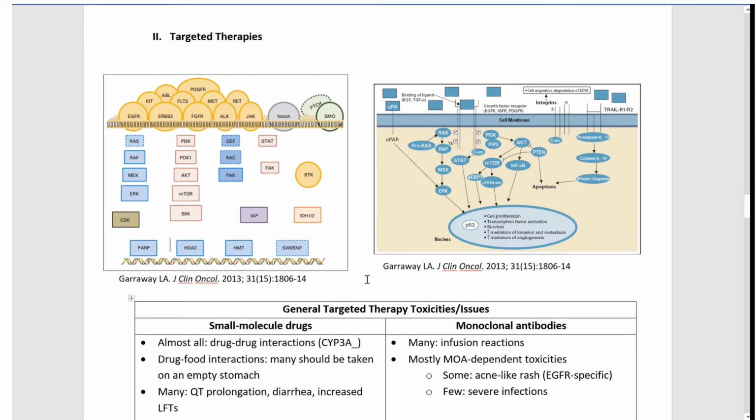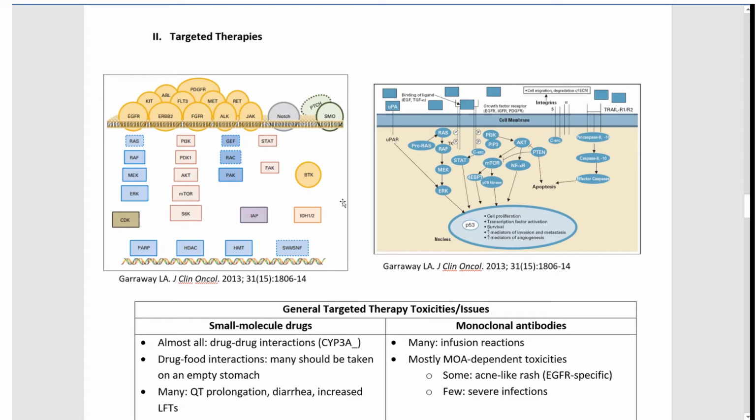You also have small molecule drugs that are specifically targeted against these different proteins intracellularly, like for RAS or RAF or MEK. We have mTOR inhibitors or AKT, PTEN, PIK3 we have as well. We also have inhibitors to CDK and PARP, and lots of these different enzymes listed intracellularly.